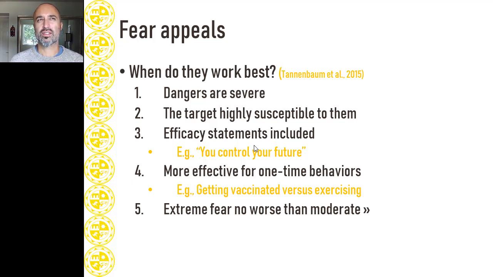Okay, in other words, it's hard to convince somebody to get, like, wildfire insurance if they live on the East Coast where there really aren't any wildfires, right? So it's not just that the dangers are severe, they have to be applicable to the person you're trying to convince. You need to also kind of give people the impression that they have control over the situation.